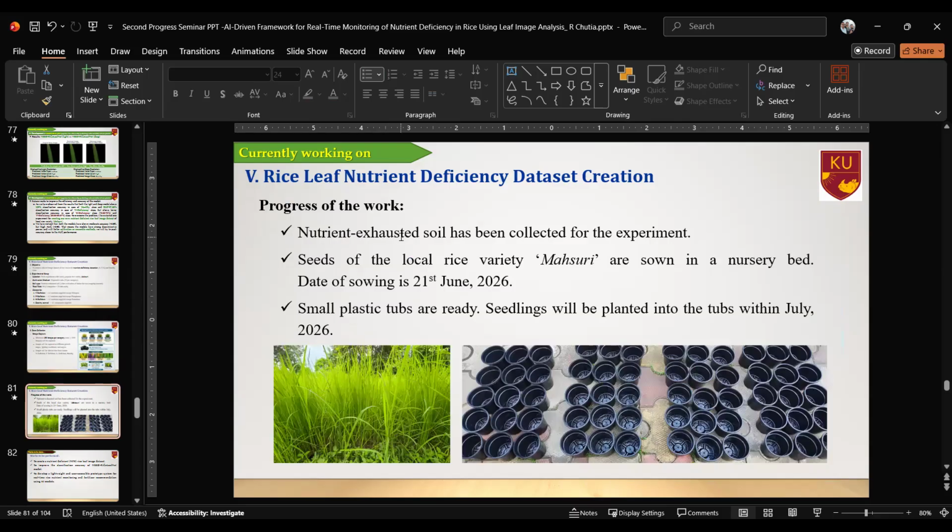For this experiment, we have already collected the nutrient exhausted soil, and seeds of the local rice variety Masuri are sown in the nursery bed. The last sowing date is 21st June, and we have already collected the small plastic tubs for planting the seedlings.